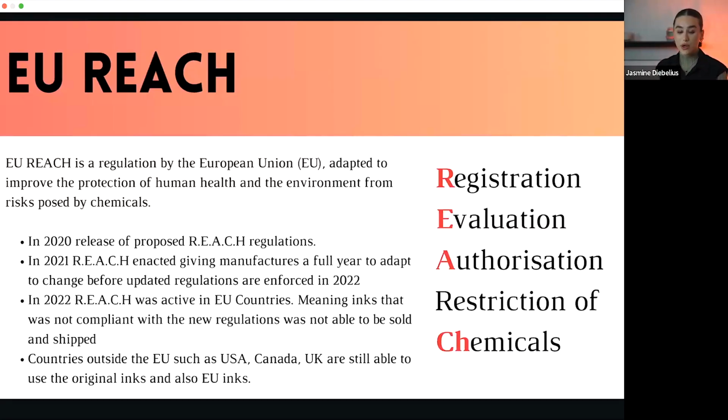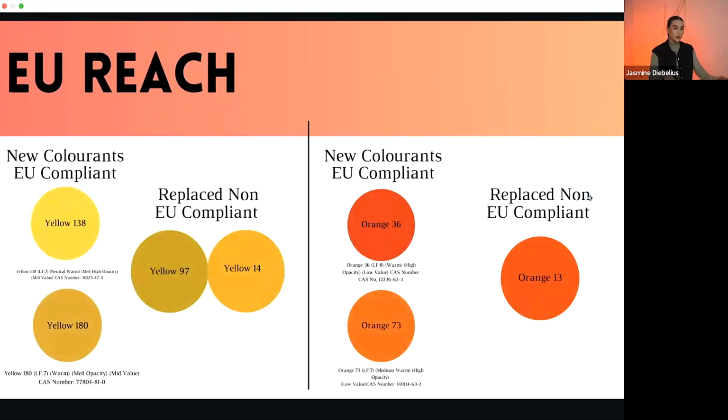This got proposed in 2020. It's Registration, Evaluation, Authorization of Restriction of Chemicals, which means that the short story of it is they banned colorants and some ingredients that we could use in inks. Again, this is only EU, but we're seeing a lot of brands take this on, which is great. We do have a lot of brands now that are EU REACH.